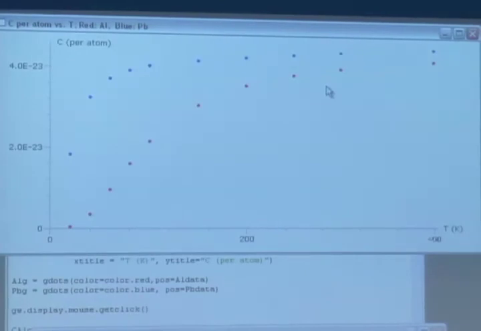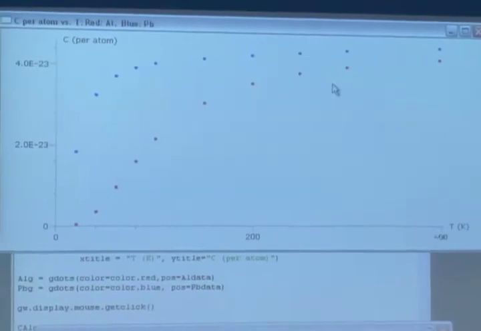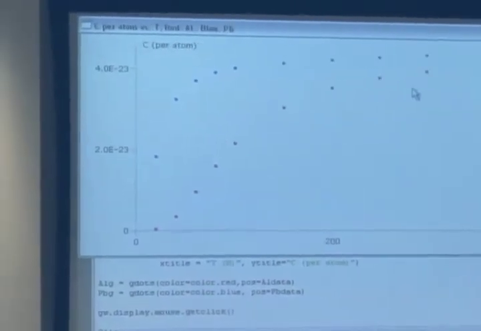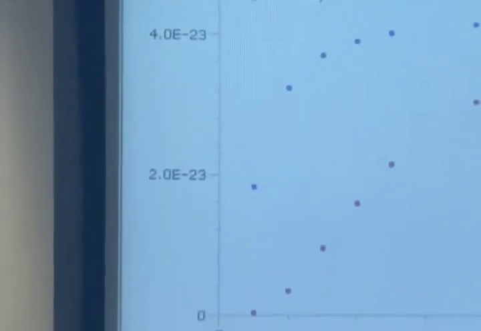Okay, aluminum's sort of stiff and light, and lead is sort of squishy and massive, and so it's not terribly surprising that they'd have different specific heat capacities. And it's on a per atom basis. I mean, you don't see it that way in the literature, but we did the conversion here. And so these are actual data.